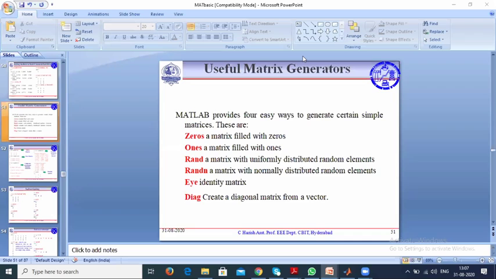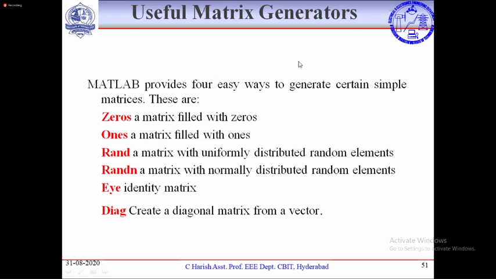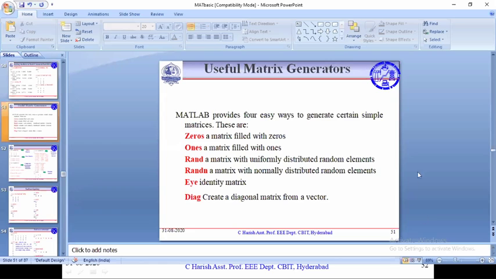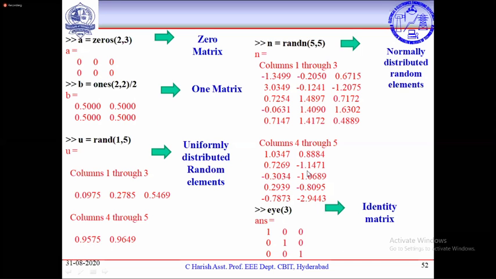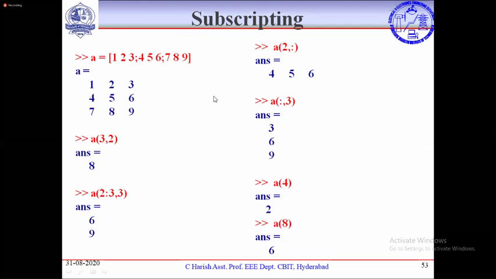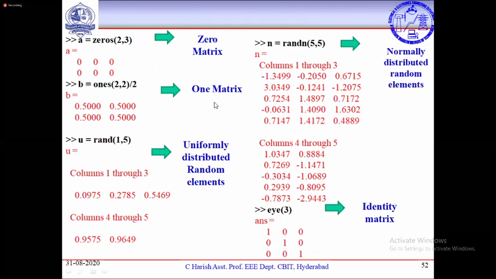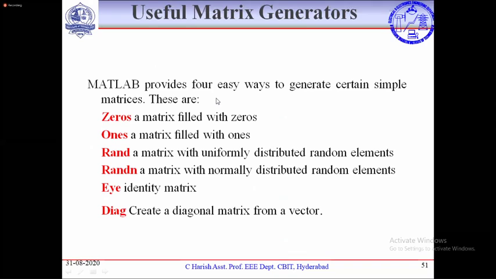Today we'll discuss the useful matrix generators. Okay. Useful matrix generators. A matrix provides four easy ways to generate certain simple matrices.